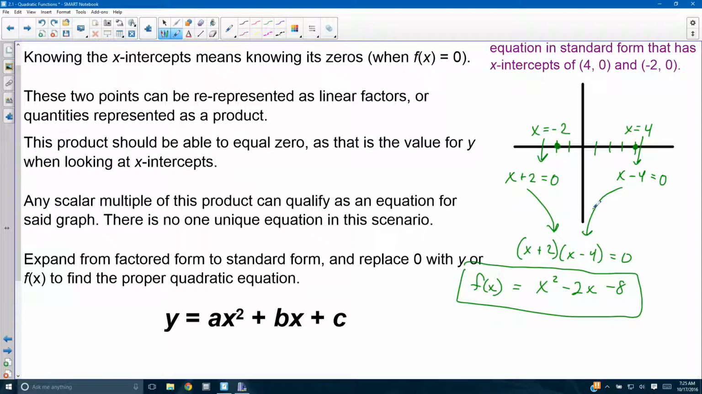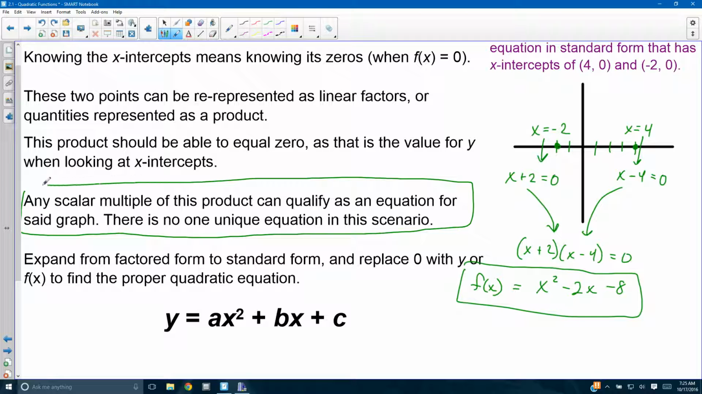Now this is just one example here. Any scalar multiple of this product can qualify as an equation for said graph. There's no one unique equation in this scenario. What do I mean by that? Well, right here my scalar multiple is 1. I'm multiplying these by 1. What if I multiply these by 7? Suddenly my equation is 7x squared minus 14x minus 56.